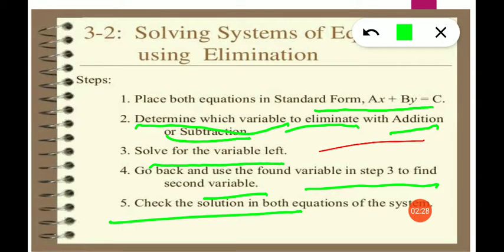For checking, we need to put both the values of the variables in both the equations separately. We have to check whether in both the equations the left hand side and right hand side are equal or not. If they are equal, it means that our solution is correct for that particular equation. And if it is correct for both the equations, it means that our solution is correct.